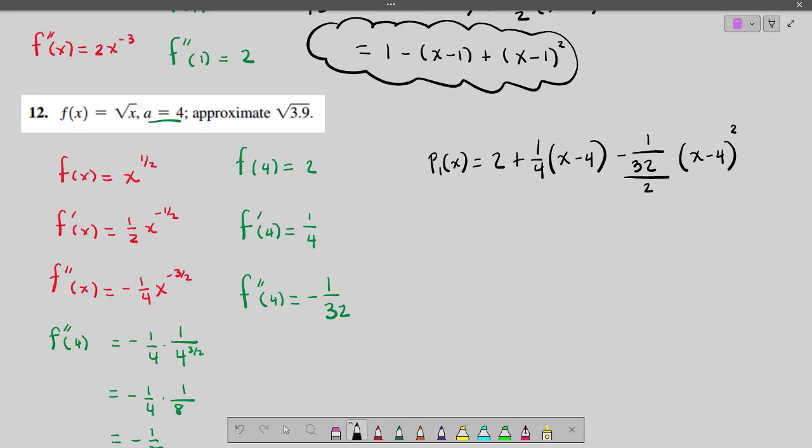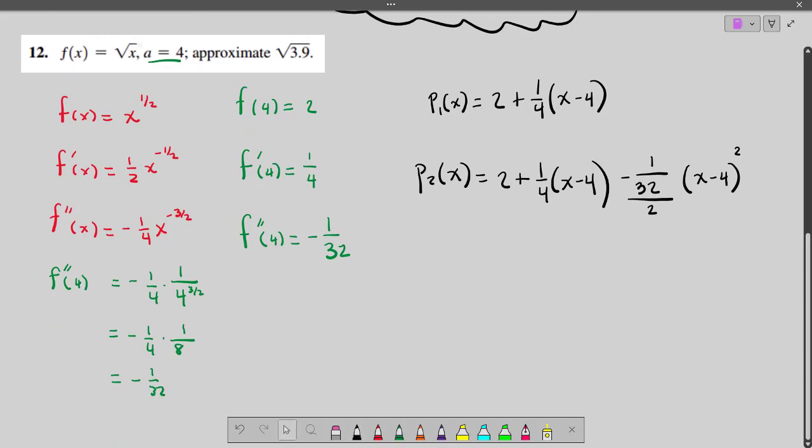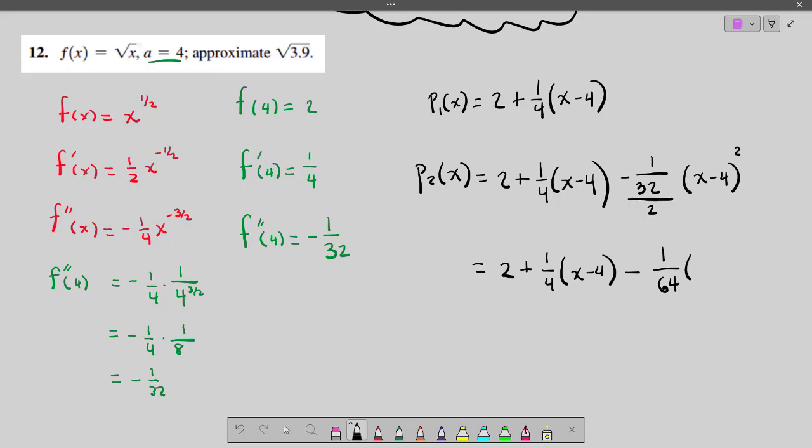So that's going to be for p sub 2. Let's move that down there. So p sub 2 will be p sub 1 plus that second order term. So let's simplify p sub 2 a little bit. Let's not distribute anything. Let's just simplify that coefficient a little bit. So minus 1 over 64. So there is our second order approximation.